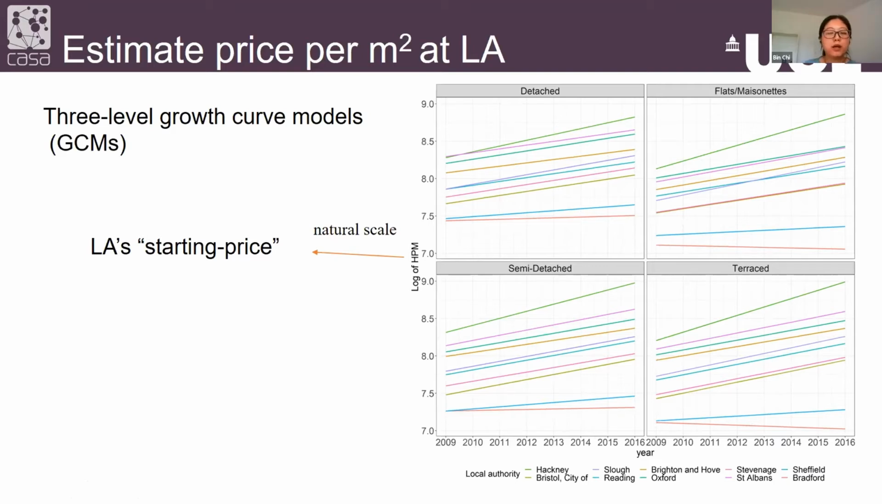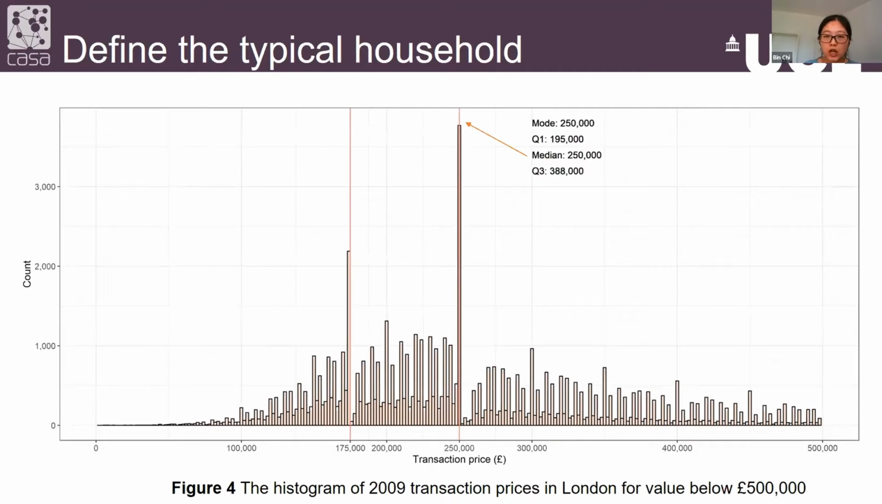The second part of the methodology is to define the typical household. Here, we use the median value of the transaction price in London in 2009 as the price at which this type of household would like to purchase a house. So the value is 500,000 pounds.